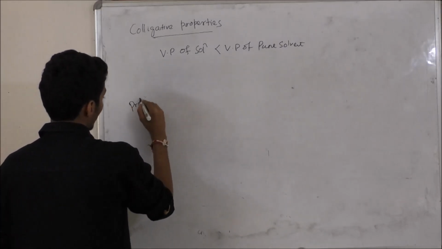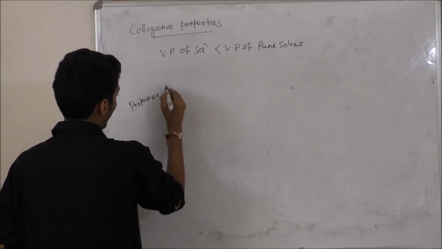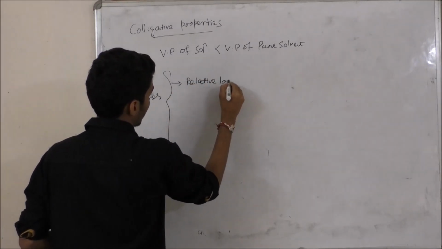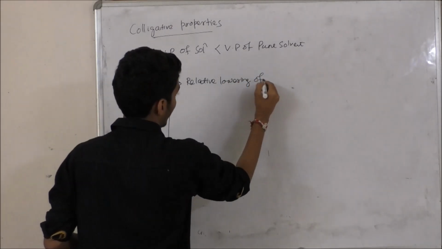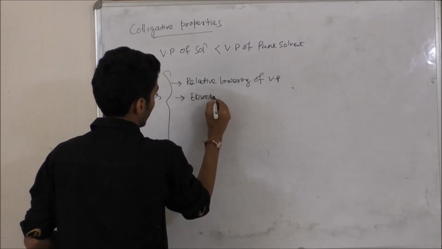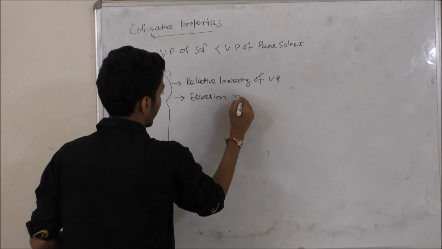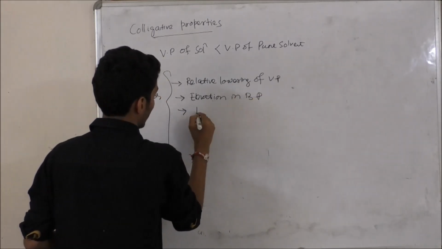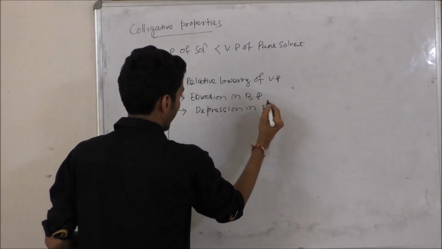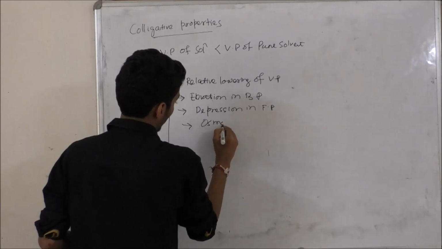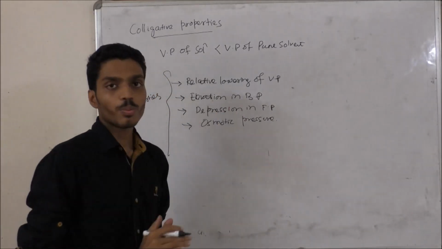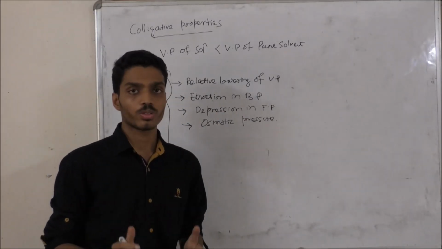So, the properties which are related to lowering of vapor pressure are relative lowering of vapor pressure, elevation in boiling point, depression in freezing point, and osmotic pressure. So these are the properties which are related to lowering of vapor pressure in a solution.